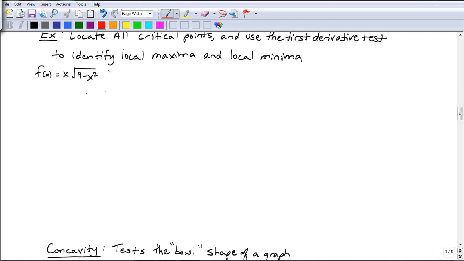I'm going to rewrite it so it's a little easier to take the derivative of. Because to take the derivative I need the product rule, and the chain rule too. But the product rule is what I have to use to start this off. Take the derivative of u, I get 1. Take the derivative of v, now this is the chain rule. I get 1/2 (9 minus x squared) to the negative 1/2 times negative 2x.